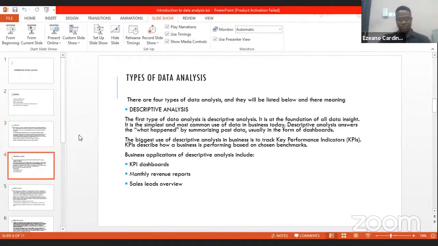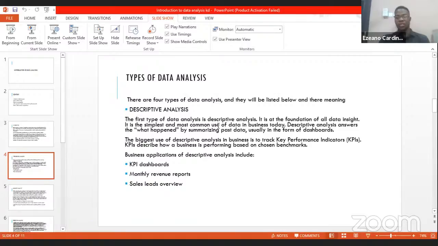Well, let's drift into the different types of data analysis. I have 4 different types: descriptive analysis, predictive analysis, and so on, as we go down we will understand them. Descriptive analysis is the foundation of all data insights. It is the simplest and most common use of data in business today.